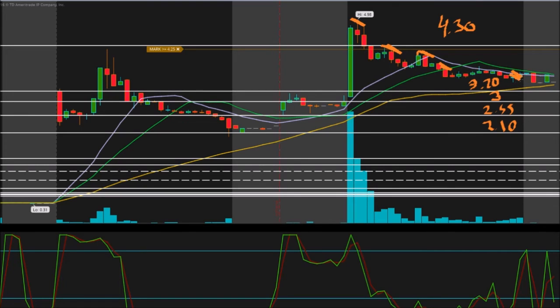Even then it was making some lower highs right around here. So really bearish after the first 30 minutes of trading. The first 30 minutes of trading was really bullish. After that, the whole rest of the day was just downtrending all day.